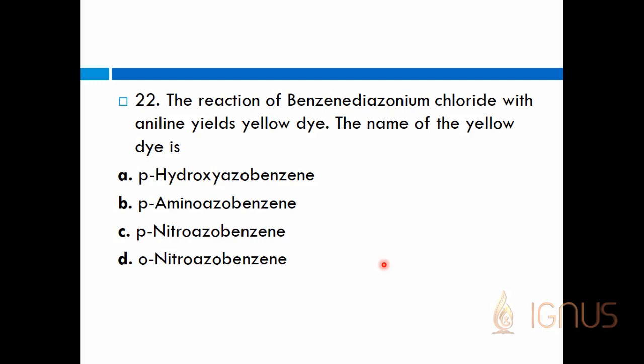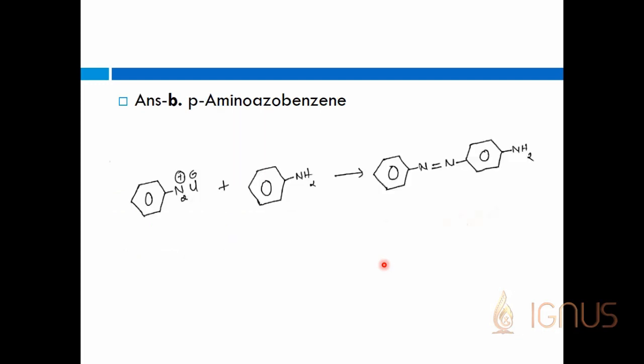Let us discuss the solution for this question. When benzene diazonium chloride reacts with aniline, it will give para-aminoazobenzene.